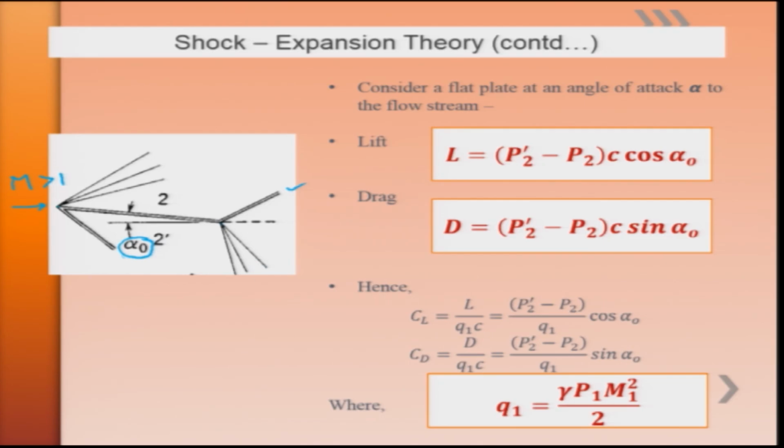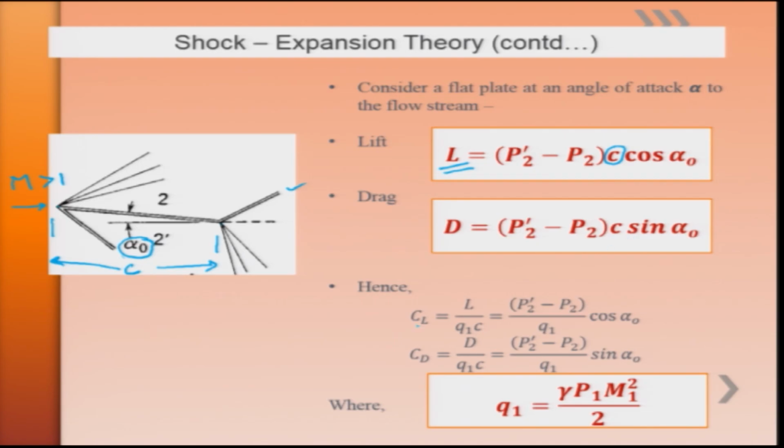In this scenario, if we try to write down the lift and drag, considering the chord of this flat plate is C, the chord length. Using simple trigonometry, the lift per unit span of the flat plate airfoil can be written as P2 dash, which is the pressure surface and higher, minus the suction surface pressure P2, that is, P2 dash minus P2, times C cos alpha naught. Whereas the drag D we obtain as P2 dash minus P2 times, along the stream direction, C sin alpha naught.